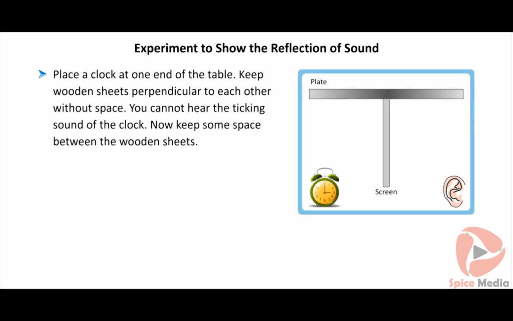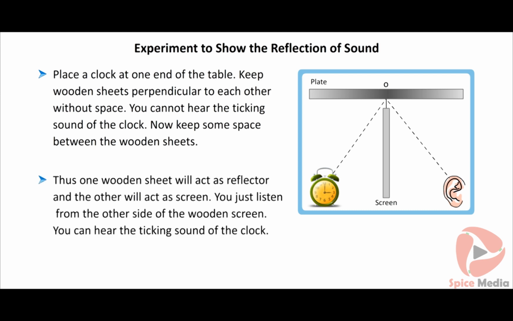Now, we will see how sound waves are reflected. Place a clock at one end of the table. Take two thick wooden sheets. Keep them perpendicular to each other without space between them at the center of the table. You cannot hear the ticking sound of the clock on the other side of the table. Now keep some space between the wooden sheets. Thus, one wooden sheet will act as a reflector and the other will act as a screen.